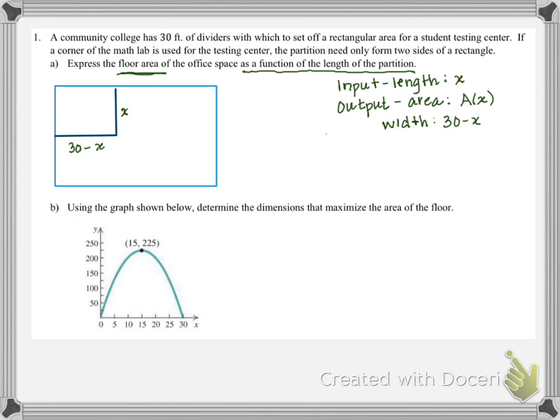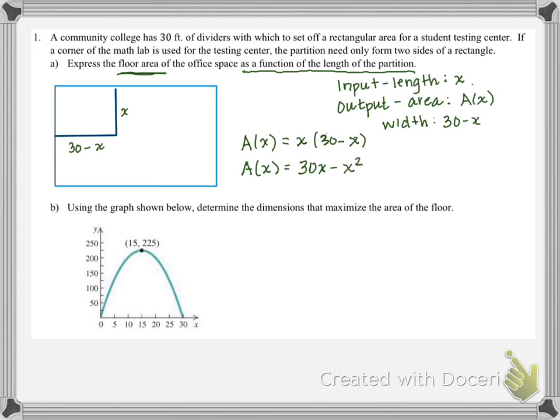So we're going to start by writing a function. How do you find area? Base times height. So my length is x, and then my width is 30 minus x. And so simplifying that, I have A of x equals 30x minus x squared.